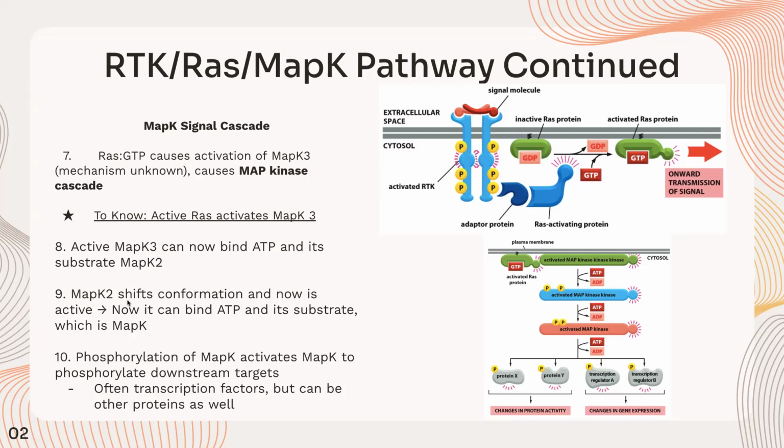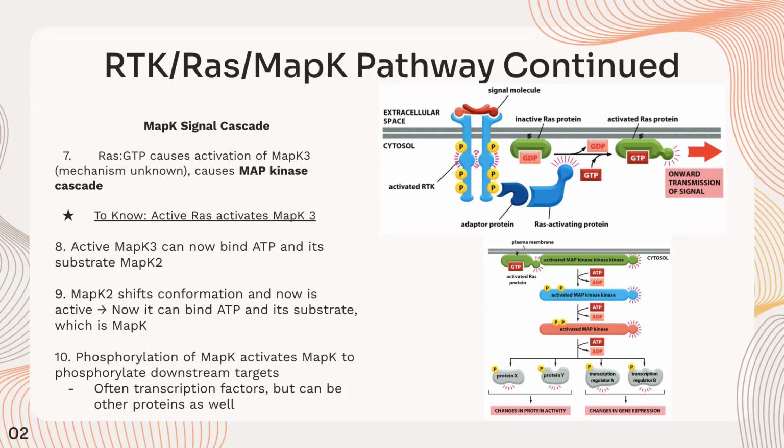Things activating each other. MAPK2 now shifts conformation. Now it's active. Now it can bind ATP and its substrate, which is MAPK. And finally, the phosphorylation of MAPK activates it to phosphorylate downstream targets. Remember, what do kinases do? Phosphorylate. It's just a matter of domino effect, things phosphorylating other things, and then we have an outcome. The outcome of this is MAPK is now active to phosphorylate its downstream targets. And it can be transcription factors, but it can also be other stuff too, to make something happen.